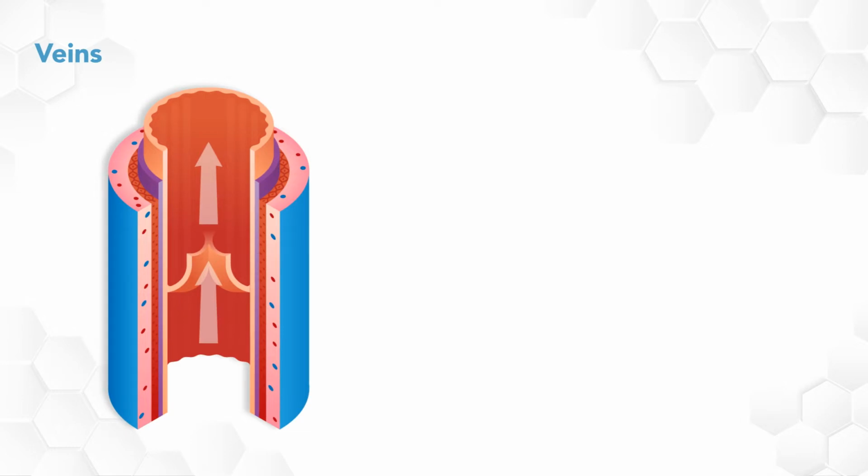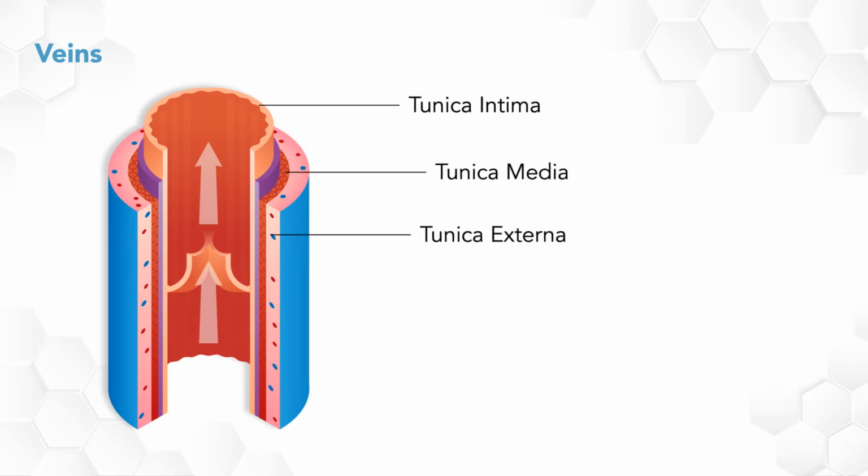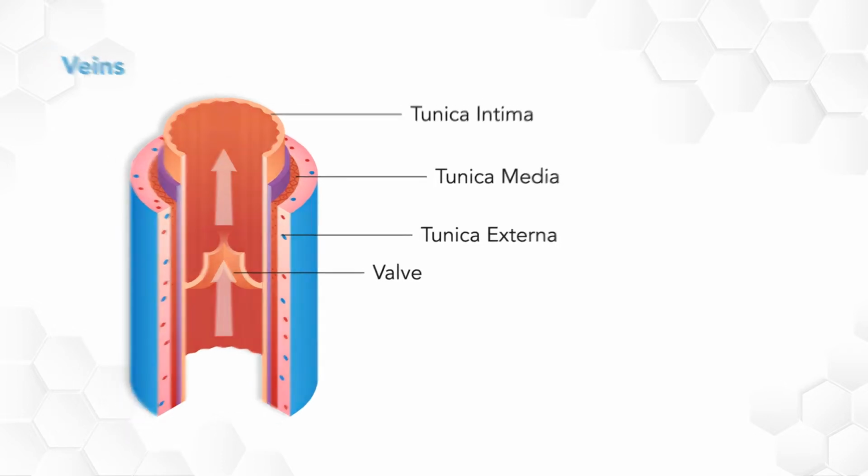Veins also have the same 3 layers as arteries, the tunica intima, tunica media, and the tunica externa, but there's less smooth muscle and connective tissue, so their walls are thinner. This is down to the fact that blood in the veins has less pressure than blood in the arteries. They have a bigger lumen than arteries and also have valves that prevent the backflow of blood, therefore ensuring a one-way flow of blood towards the heart.